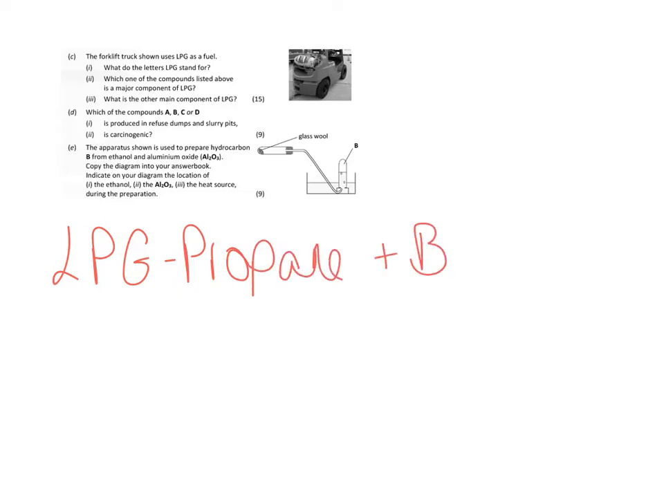So LPG is made up of propane, but the main ingredient is butane. Now notice they are both alkanes, they're both quite small. Remember, propane has 3 carbons, butane having 4 carbons.